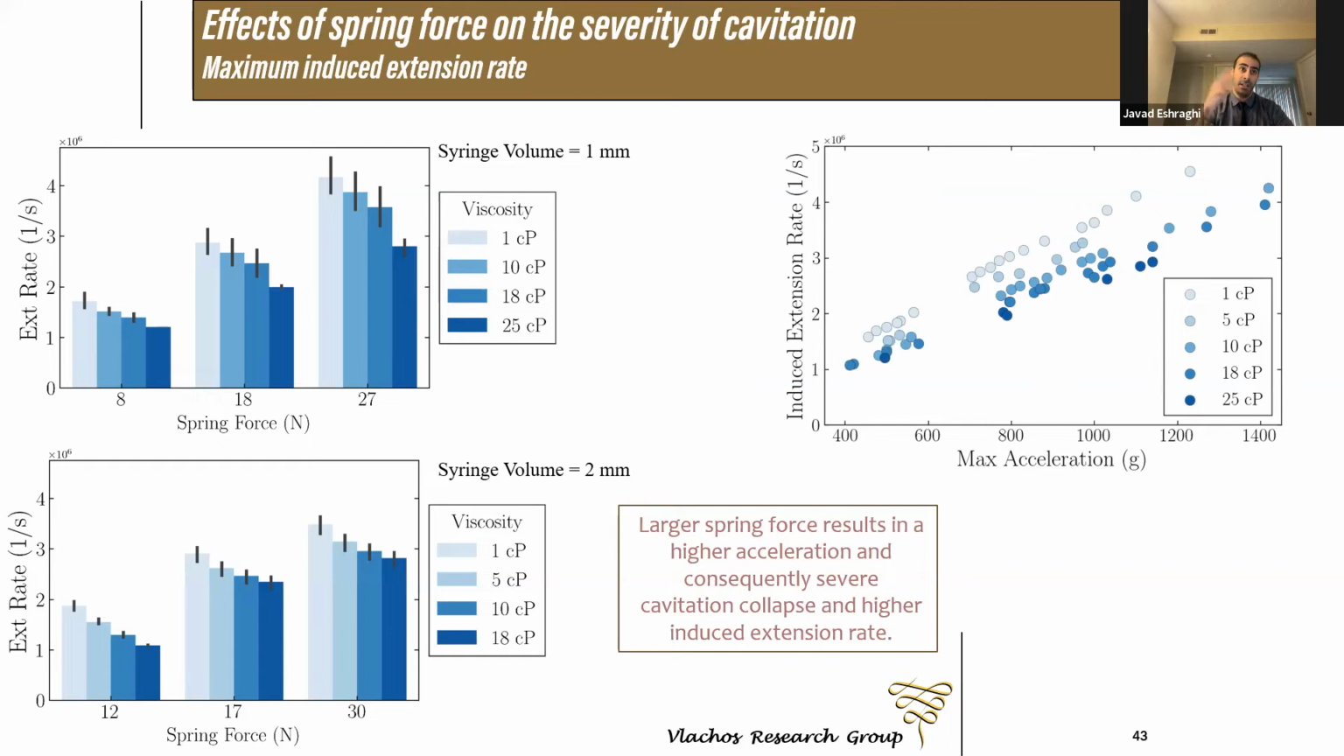So when we consolidated the data from these two plots and plotted the max extension rate as a function of maximum syringe acceleration, as you see, we observe a linear relationship between the two. Therefore, a larger spring force results in higher acceleration, more severe cavitation collapse, and a higher induced extension rate.